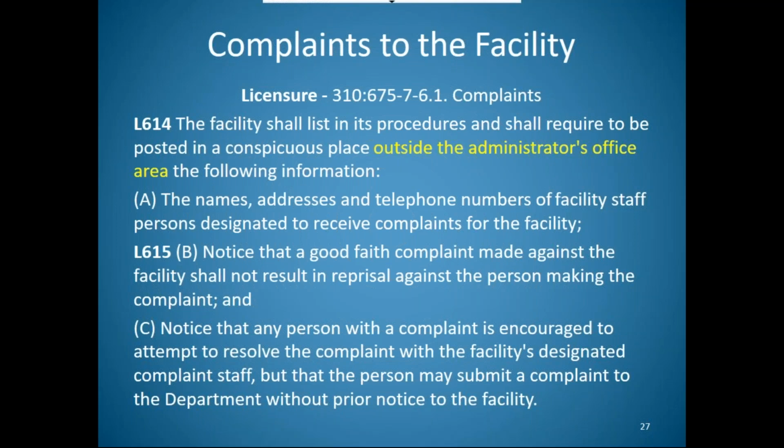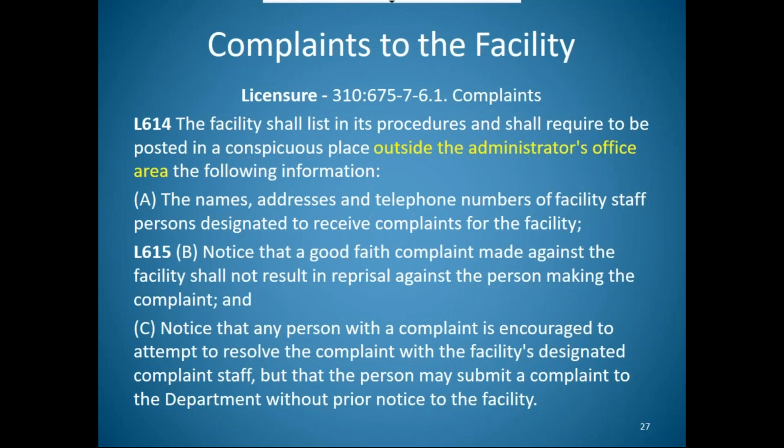So here's where you actually come in and say, we want you to know that you can come to us with problems. We're not going to retaliate, and please come to us and see if we can't help you out. But if you don't think we can, then you're more than willing to go on, and you don't have to tell us. So this is a piece that starts to develop that relationship with the resident.